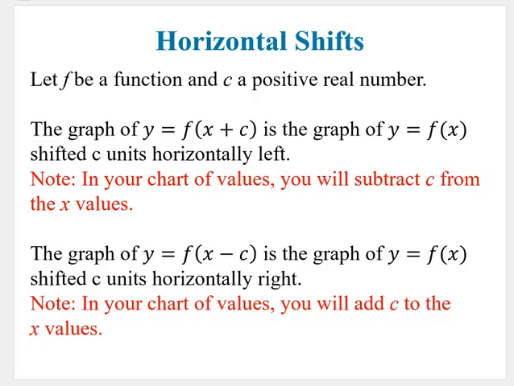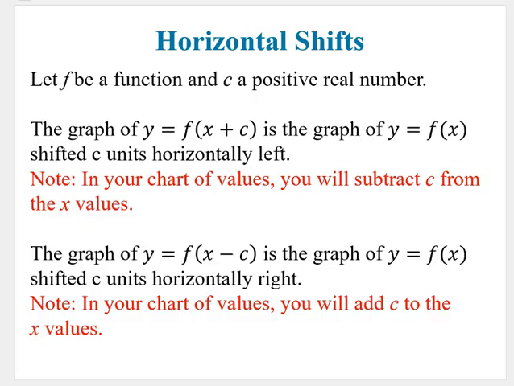That's the thing you need to remember about horizontal shifts. Anything that we do with the horizontal will be kind of the opposite of what you think it should be. So we'll go inside the function and we'll add C, and that will shift horizontally left C units. In your chart of values, this means you need to subtract C from all of your X values.